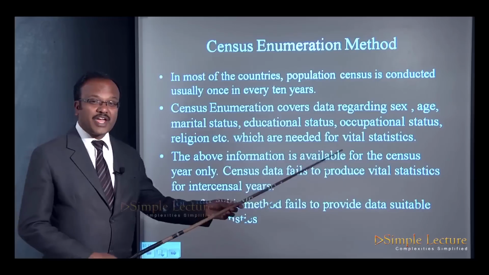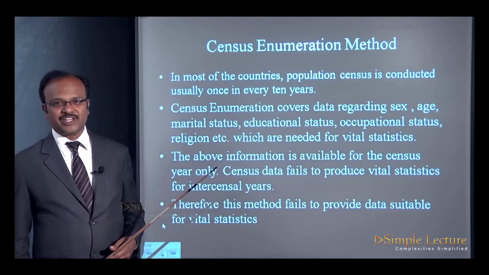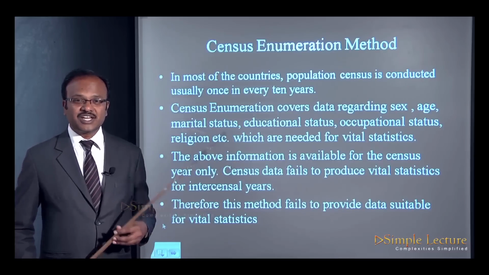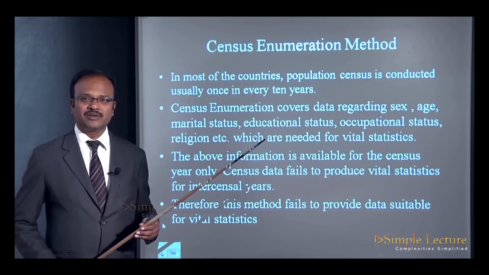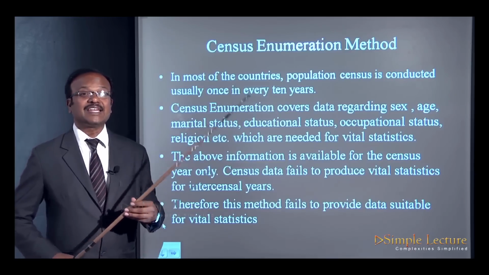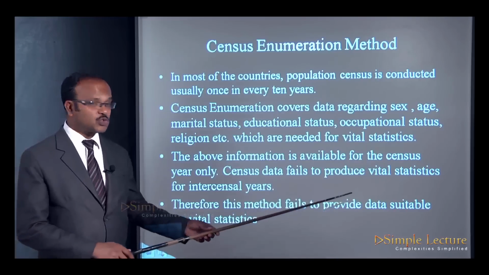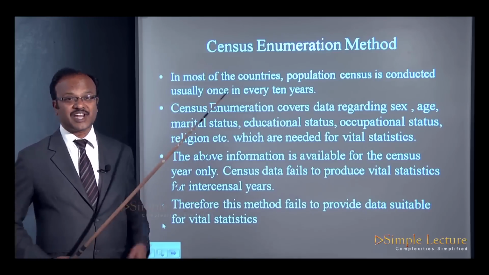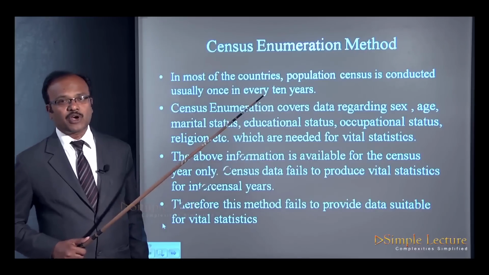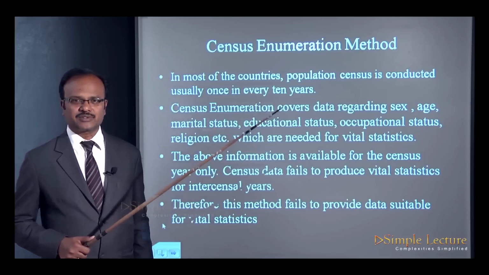But census data fails to produce vital statistics for inter-censal years. Now in 2011 they have conducted the census in our country. Now, in 2015, 4 years have passed. In these inter-censal years, so many events have happened in human life, so we cannot get authentic data for them. Therefore, this method fails to provide data suitable for vital statistics at a particular point of time, that is, the inter-censal years.